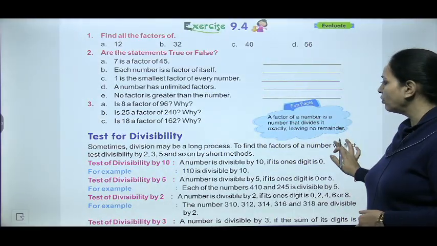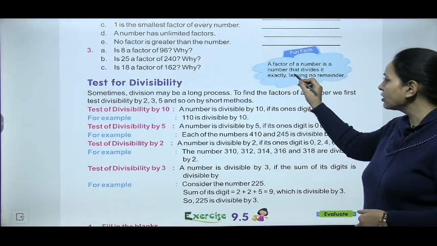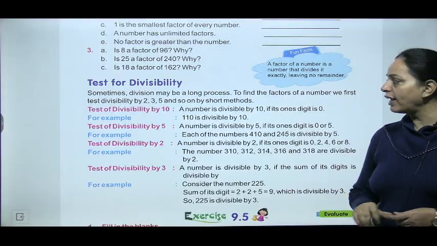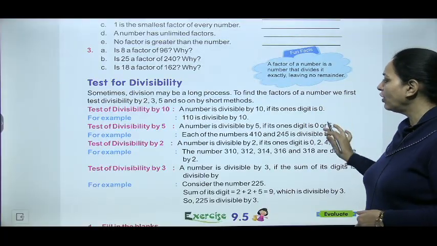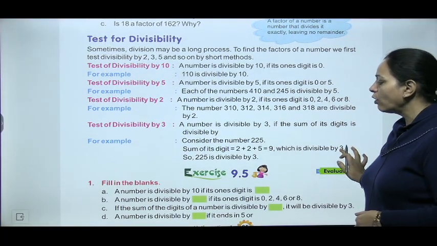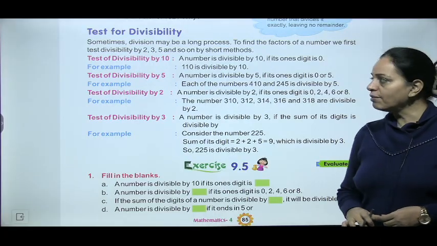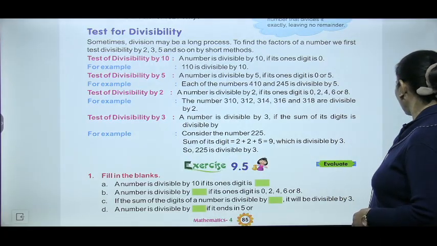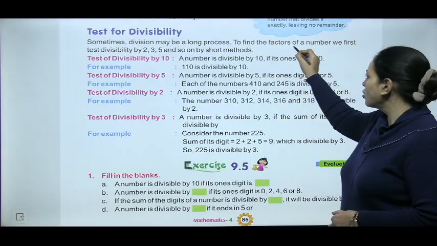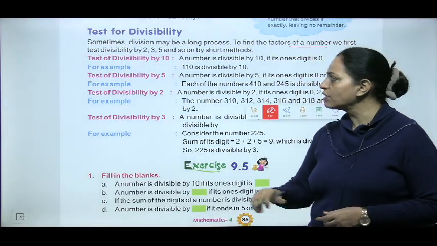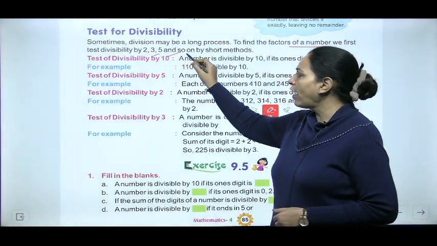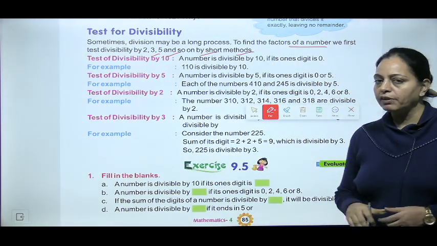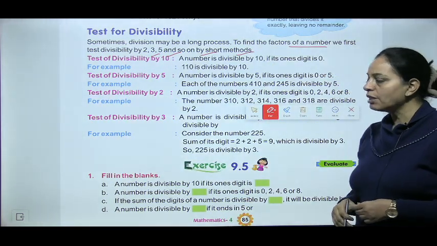Similarly, you can try the third question. Now, fun fact: a factor of a number is a number that divides it exactly, leaving no remainder. Now, tests for divisibility. Sometimes division may be a long process. To find the factors of a number, we first test divisibility by 2, 3, 5 and so on by a shortcut method. Like the test of divisibility by 10.